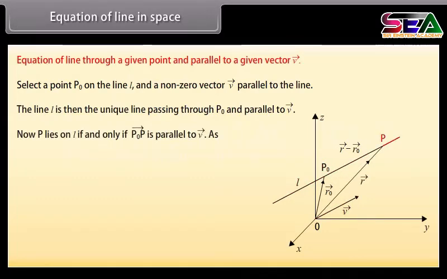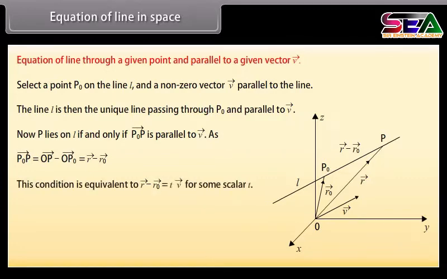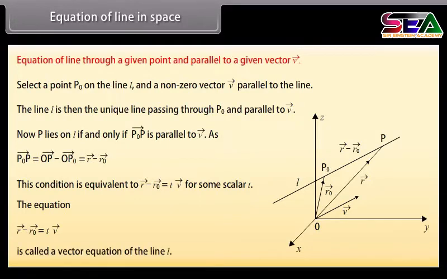Now P lies on L if and only if vector P0P is parallel to vector v. As vector P0P is equal to vector OP minus vector OP0, which equals vector r minus vector r0. This condition is equivalent to vector r minus vector r0 equals t vector v for some scalar t. The equation vector r minus vector r0 equals t vector v is called a vector equation of the line L.